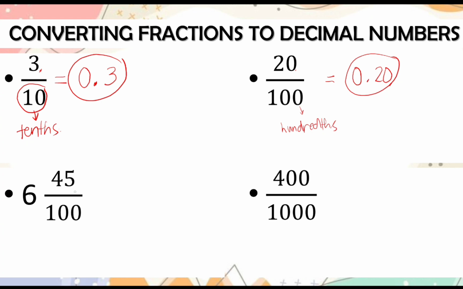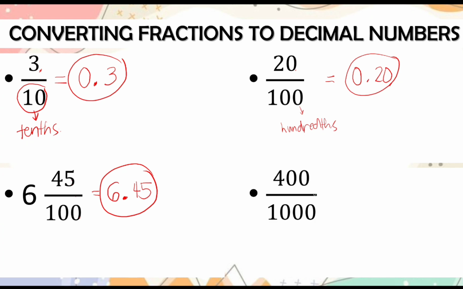Next, we have 6 and 45 hundredths. So, dito meron tayong whole number. So, kapag sinulat in decimal number, meron din tayong whole number. So, 6 and yung decimal point, 45 hundredths. So, 6 and 45 hundredths. So, 6.45.